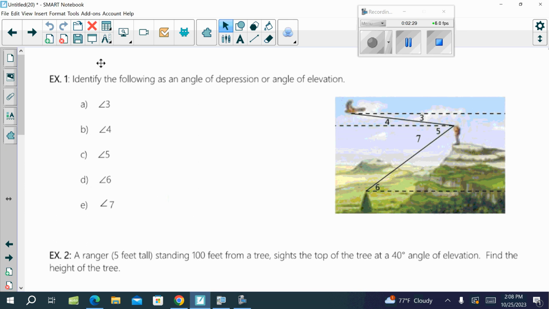First thing you need to be able to do is identify what's an elevation, what's a depression, or neither. So we've got a hiker up on a rock formation. He's got a bird out there in his sight, and he's got the ground below. So we want to identify, according to all these horizontals, what are angles of elevation and angles of depression, or neither. So angle 3, that's the bird's line of sight, and 3 is below his line of sight, so that would be an angle of what? Depression.